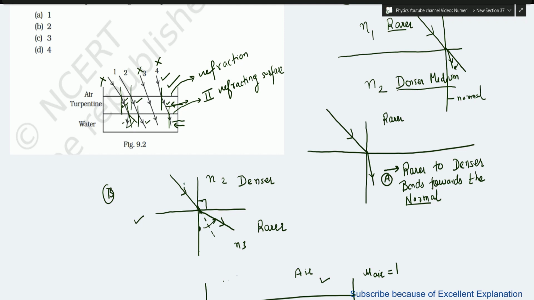Air, turpentine, and water. I hope this is clear. So the choice number 2 is the correct choice. I have explained this in great detail for the students who don't understand how to solve problems of multiple layers of liquids on top of each other. I will not stop here. So don't go away. Wait for the next part of the video.